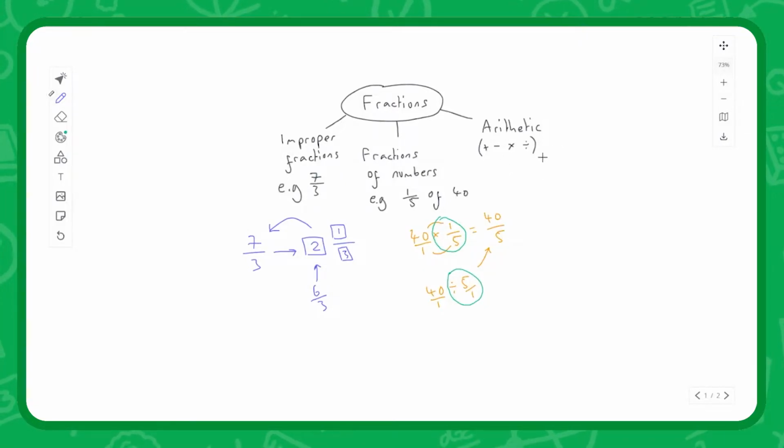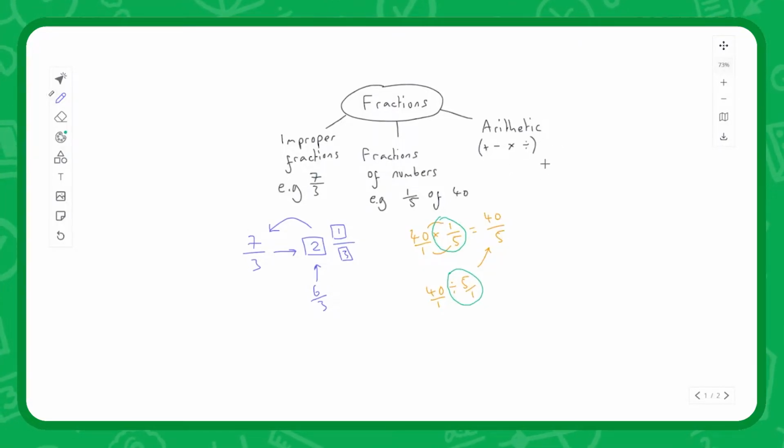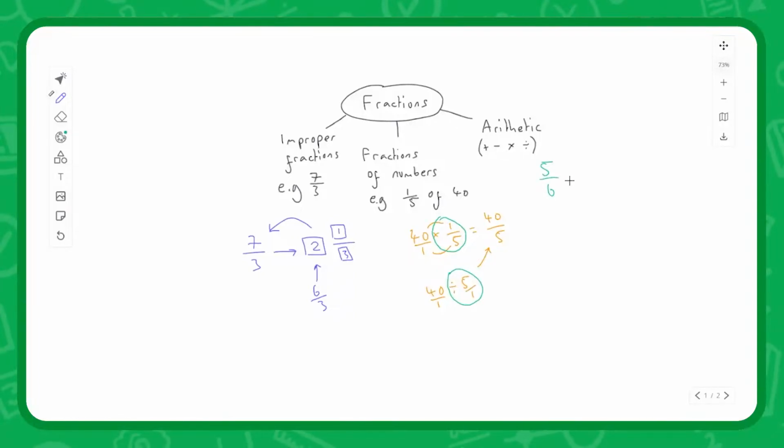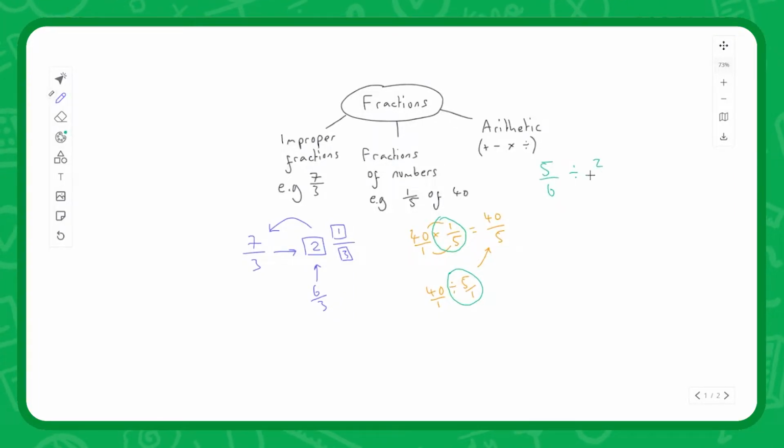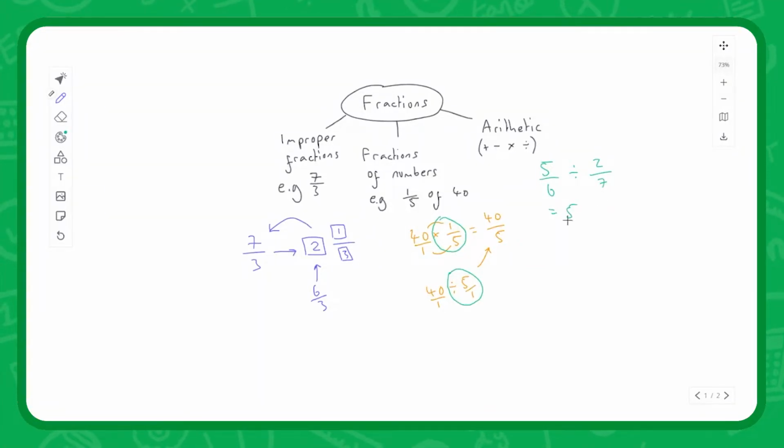So just to do one more example, let's say we've got 5/6 divided by 2/7. Well, this is the exact same as 5/6 times 7 over 2. And again, when we have this same problem, we just do top times top, bottom times bottom, we get 35 over 12. So that's division taken care of, that's multiplication taken care of.